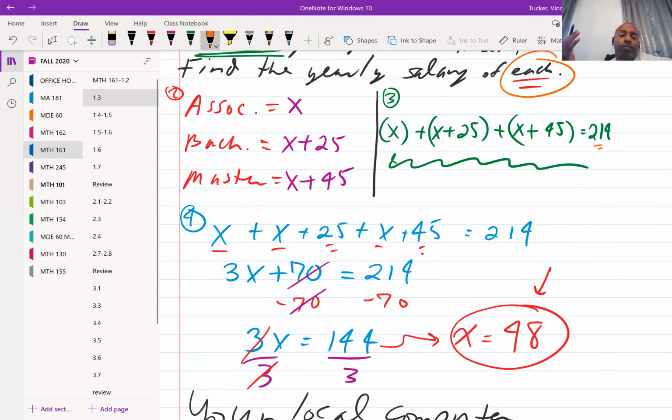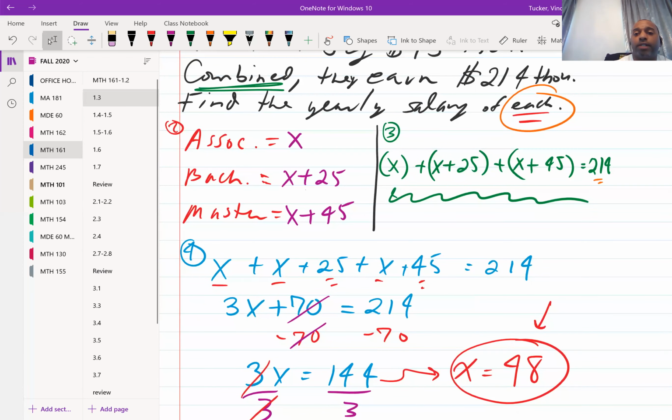All right, so now we have to ask ourselves, did we answer the question? Notice that last statement says find the yearly salary of each. So if all I have is x equal to 48, I didn't find the yearly salary of each. So you do need to go back and, like I said, always review and ask yourself, did you answer the question? So this is a classic example of us setting up our variables, setting up our equation, solving our equation, having a solution, but we still didn't answer the question.